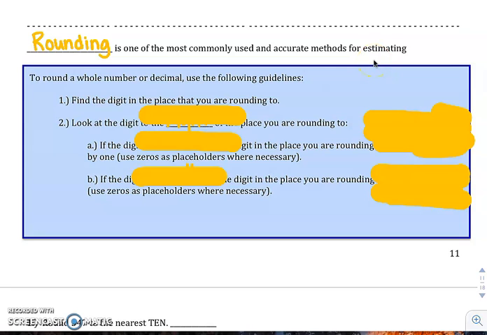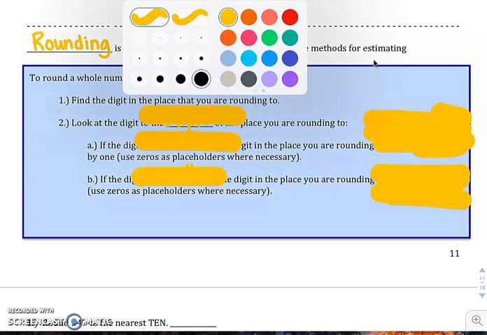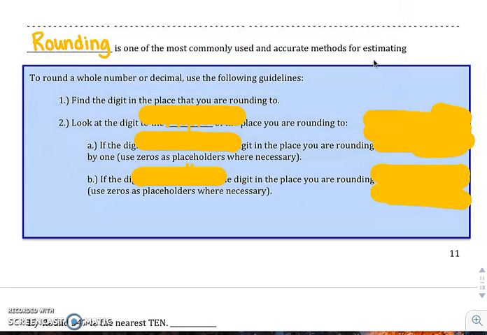So rounding is just a form of mathematical estimation, and it's one of the most commonly used methods for estimating. So when you guys are trying to round something, you first want to find the digit in the place that you're rounding to. So it's important to know what, again, your place values are. But once you find what that digit is, you look at the digit directly to the right of it to see where you're rounding to.